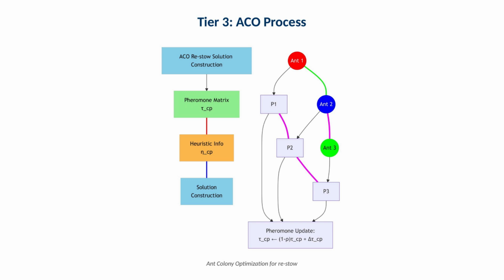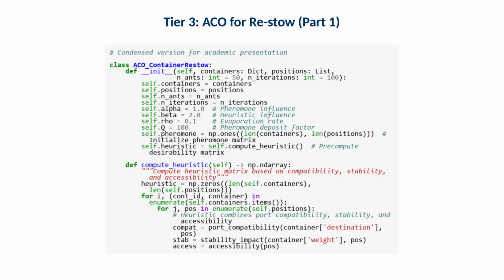This figure visualizes the ant colony optimization workflow for re-stow. It highlights repeated construction, evaluation, and pheromone update as the engine that improves solution quality. This code slide introduces the optimizer class and the main parameters for ants, the iterations, pheromone influence, and evaporation. It also shows the pheromone matrix and heuristic matrix as the state the algorithm learns over time.